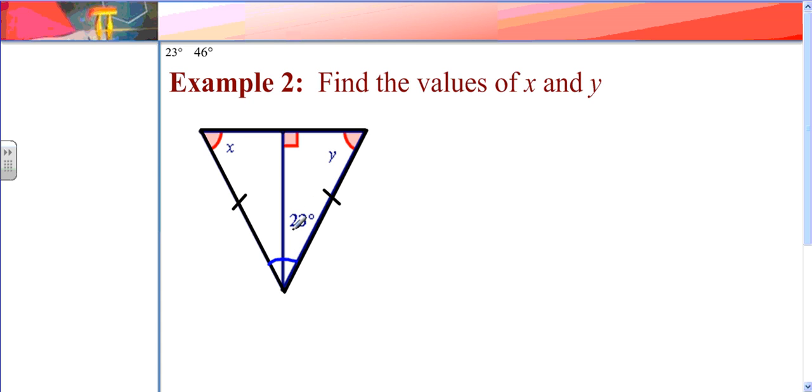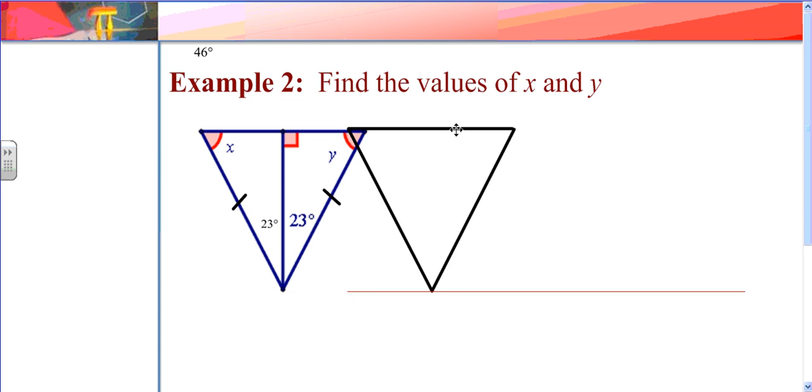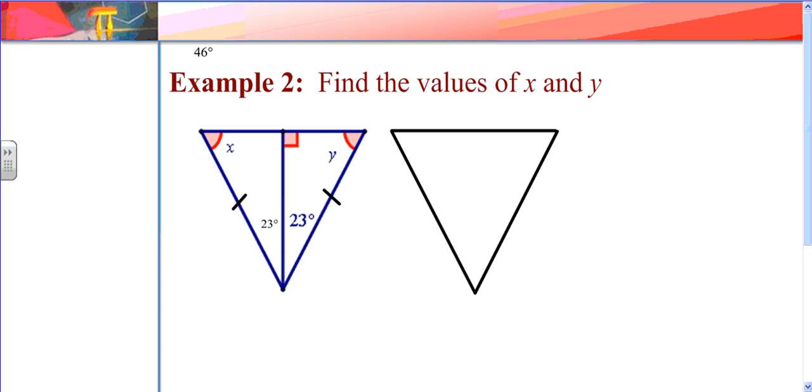Well, that's good information because that means if this is 23 degrees, then this angle here is also 23 degrees. And knowing that is going to allow me to figure out the values of x and y. Let's think about what this whole big angle is. If each of those are 23, 23 plus 23 is 46. So this vertex angle here must be 46. Now we also know that this angle here is x and the other angle is y.